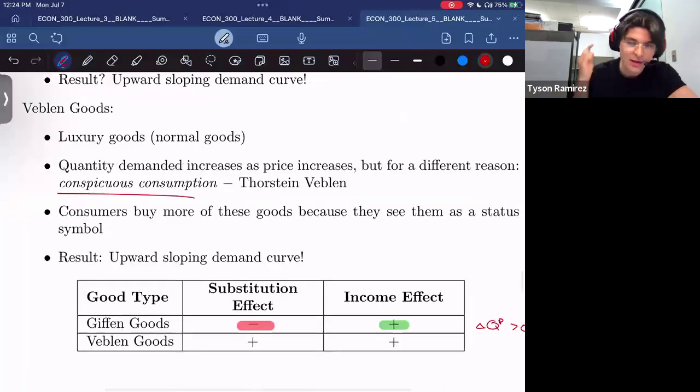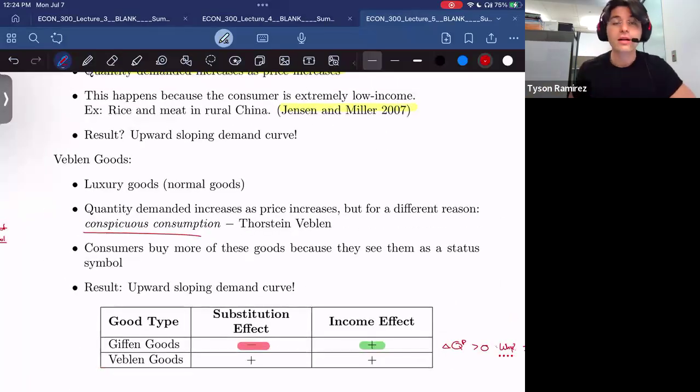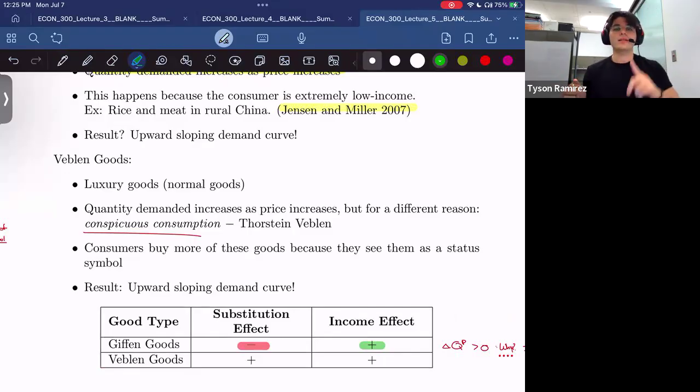Nonetheless, still very relevant, right? So we get an increase. We see that quantity demanded increases, but for a different reason. In the case of Veblen goods, at least, it's because we like the fact that they're pricey, that these things are luxury. That on its own brings us utility. So we get this upward sloping demand curve.